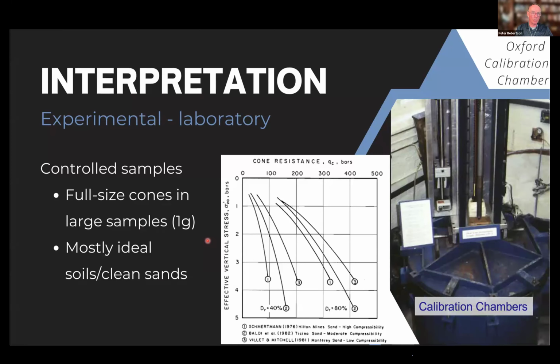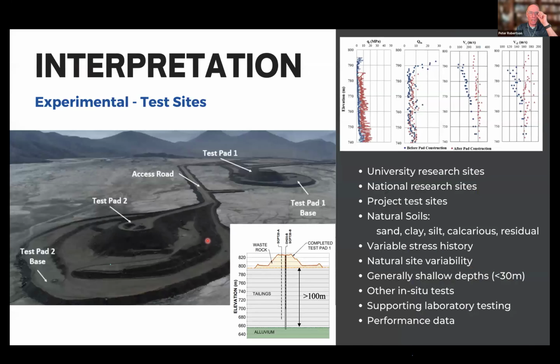But that work's been going on for 50 years. Most of it's been exhausted now. People have tested most types of soils under all different types of conditions. And so then it moved on to experimental test sites where various universities or research institutes like NGI in Norway would locate sites that they would study carefully. They would do lots of testing. They would drill, take samples, do lots of lab testing. And sometimes they would also do loading.